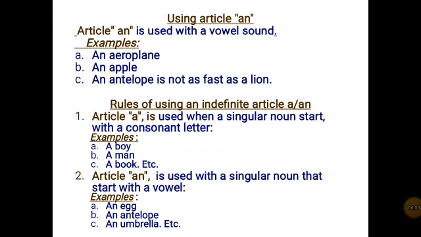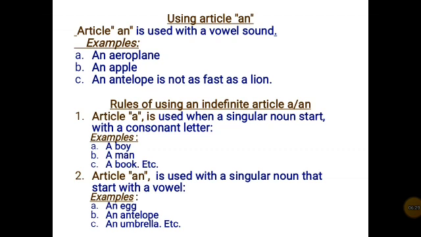Rule number 2. That is the second rule on how to use indefinite article A and an. Now we want to see how to use article an. When is article an used? Article an can be used with a singular noun that starts with a vowel. That is, when a singular noun starts with a vowel.